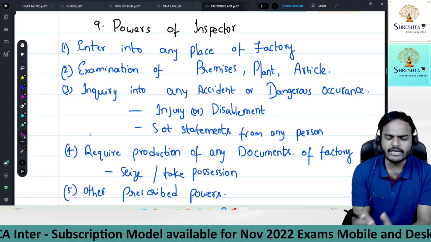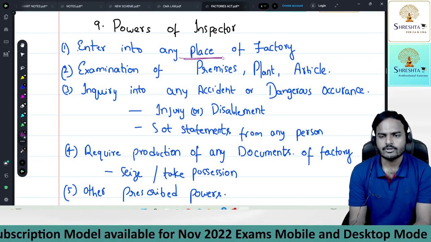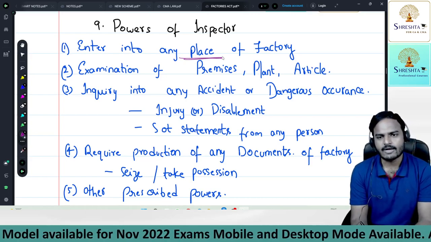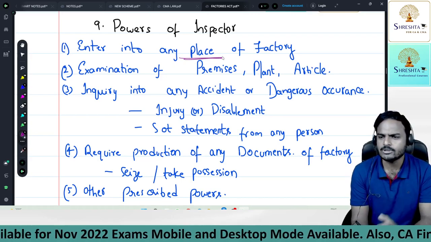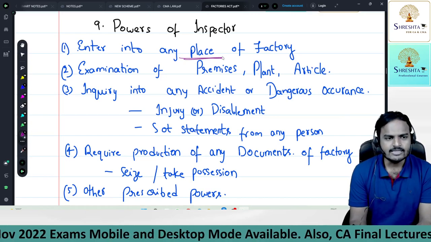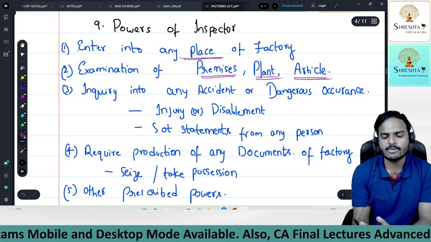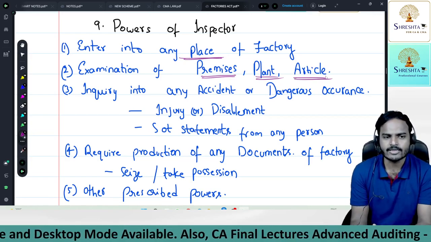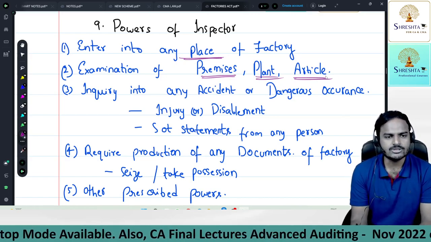He can enter any place if he thinks that it is a part of the factory. So he can enter any place of the factory. Prior permissions are not required. No need to take permission of the occupier, no need to take permission of any authority. Simply he can enter any place of the factory. Next one, examination of the premises, plants and articles produced by the factory. He can conduct inquiry, investigation, examination of the premises, plant and machinery, articles.